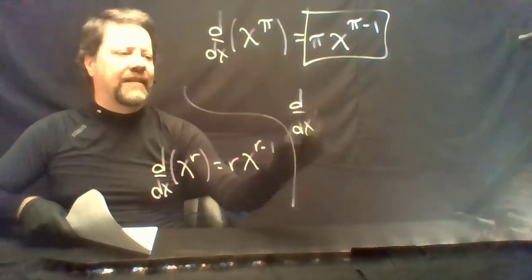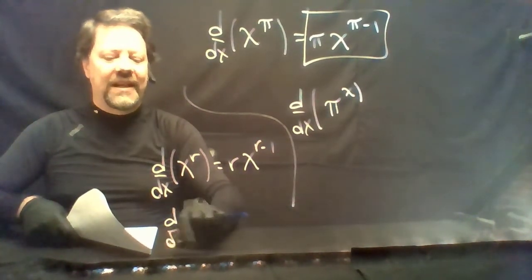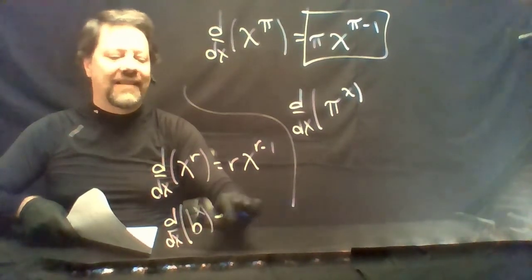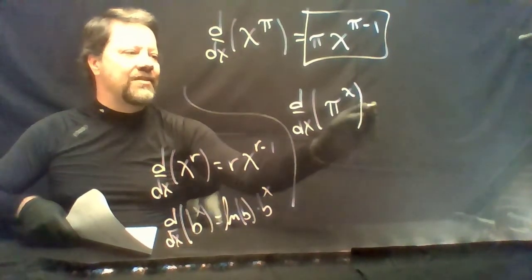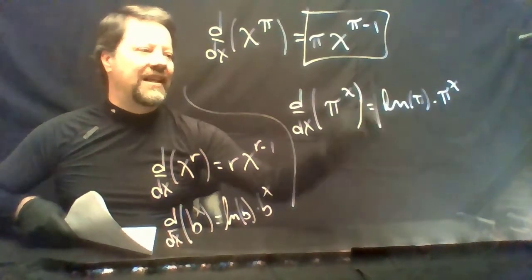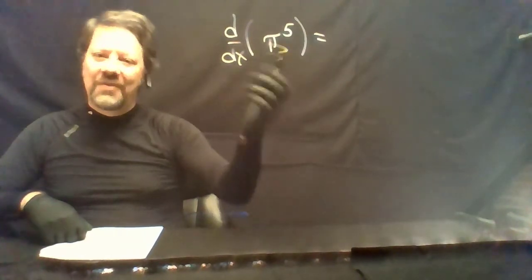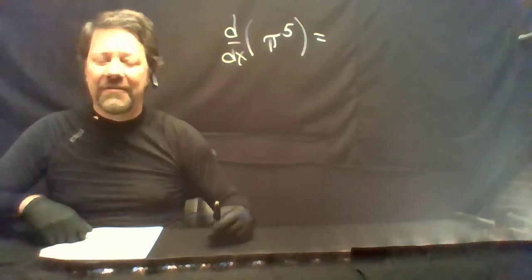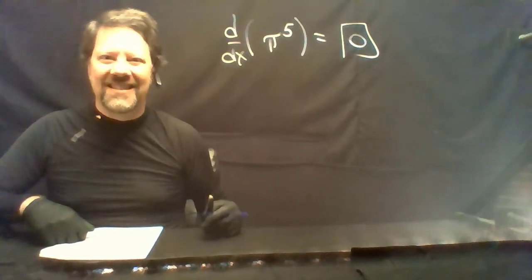On the next problem, you're calculating the derivative of pi to the power of x. Here, if you're taking the derivative of b to the power of x, you get the natural log of b times b to the x. So the answer here is natural log of pi times pi to the x. This next problem is a very nice trick. What if we're calculating the derivative of pi to the power 5? Well, the answer is 0, of course, because pi to the power 5 is constant.